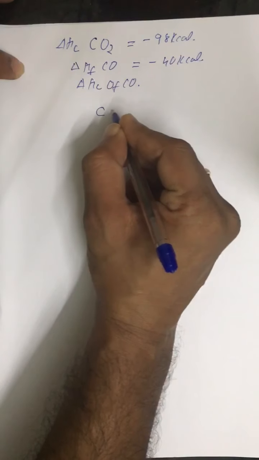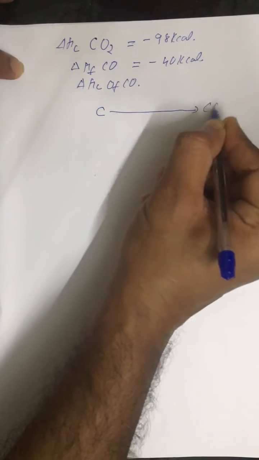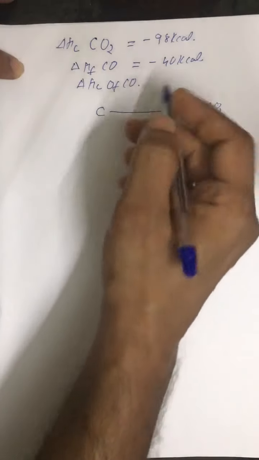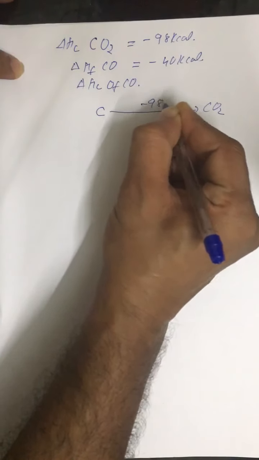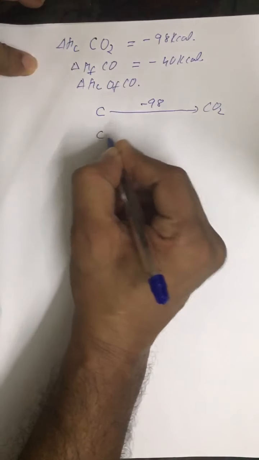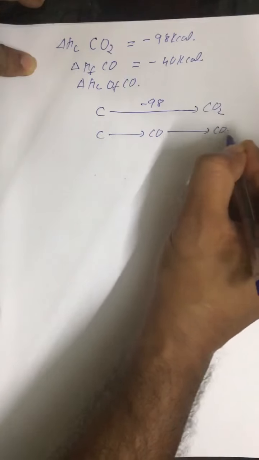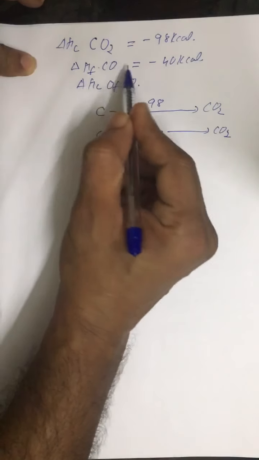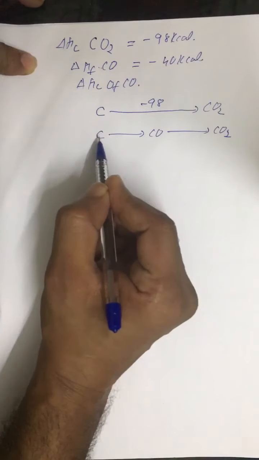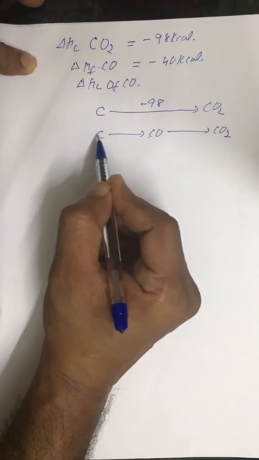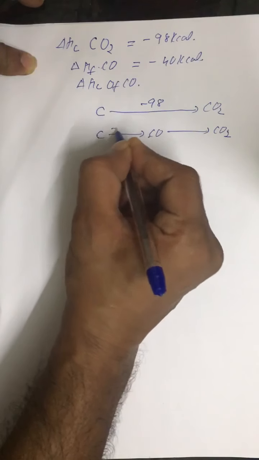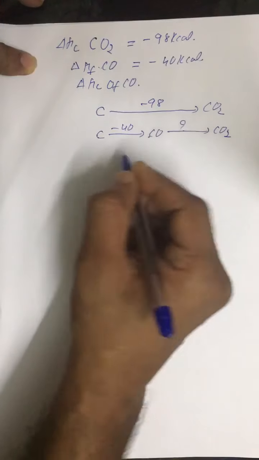Like what can be done? Carbon is directly converted to CO2, and the enthalpy change is minus 98 kilocalories. Now carbon is converted to carbon monoxide and then converted to carbon dioxide. The heat of formation of CO, that is the conversion of carbon to CO, is also given. This is minus 40. You have to find out this value.